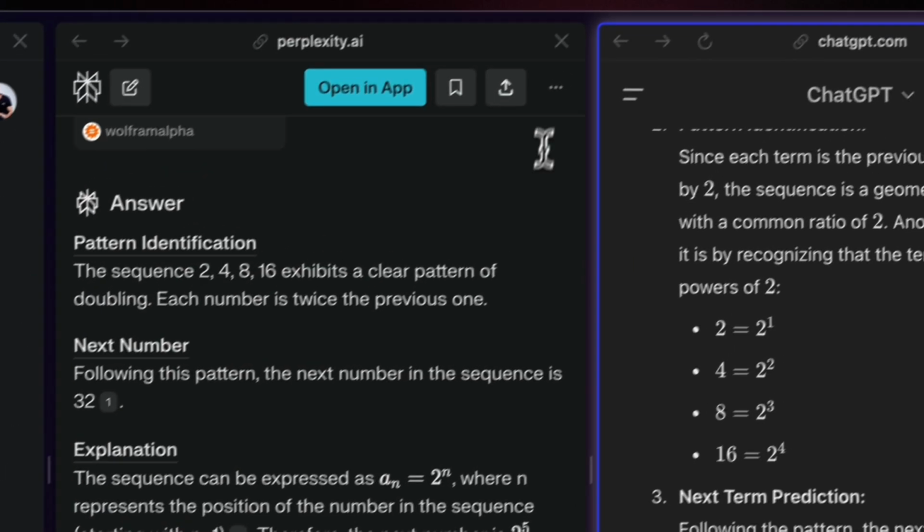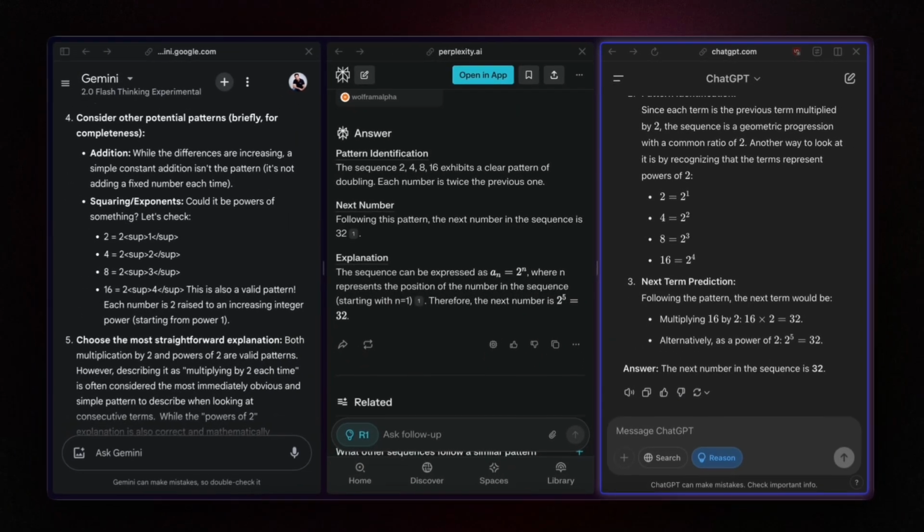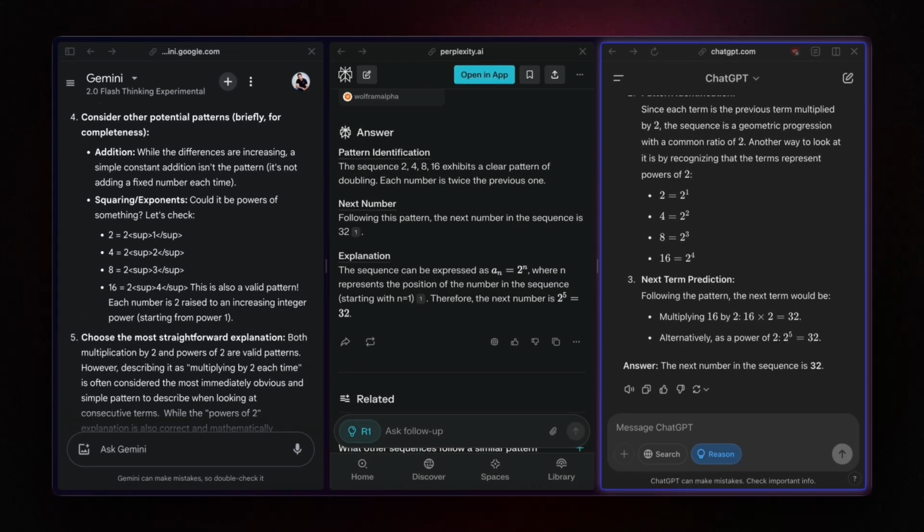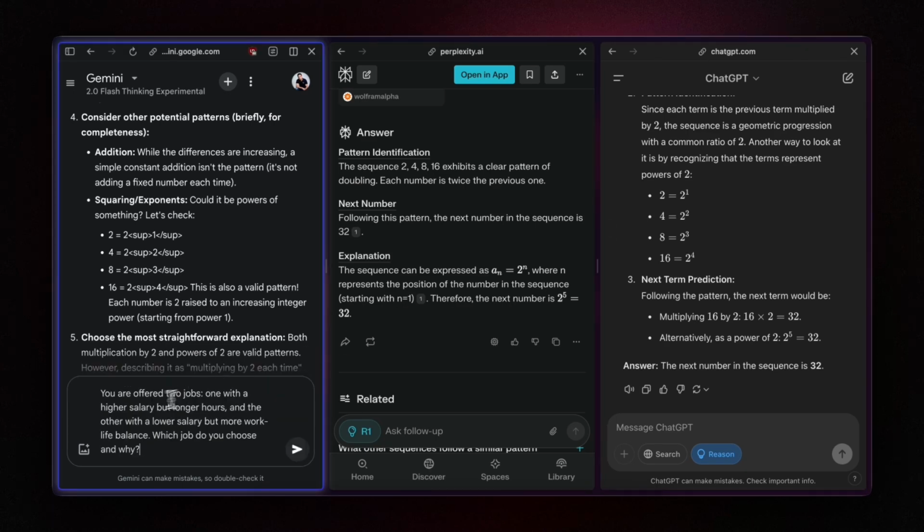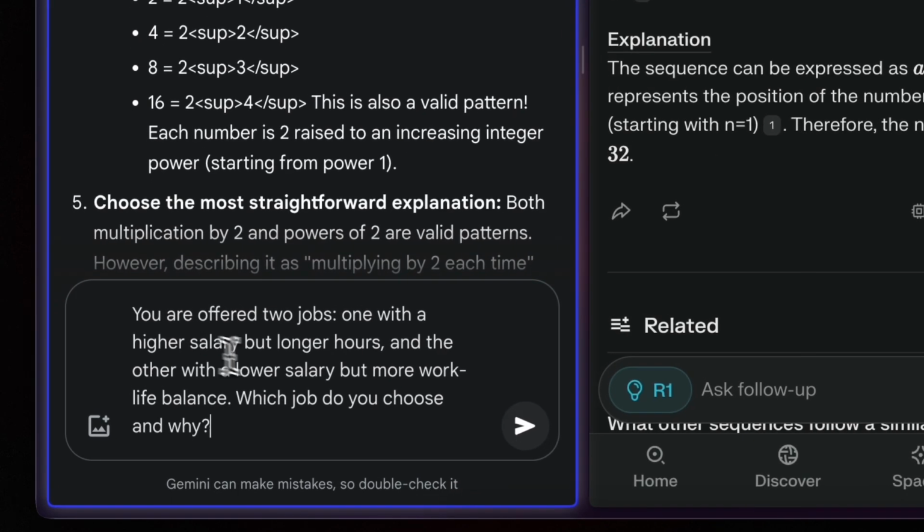And the next question I would ask is something like a real life decision making scenario. So I'm going to give it a very humane problem. I'm going to give it an option that you are offered 2 jobs, one with a higher salary but longer hours, and the other one with lower salary but more work-life balance. Which job would you choose and why?